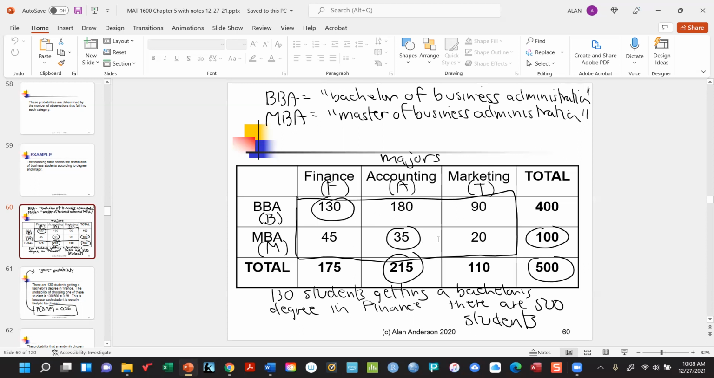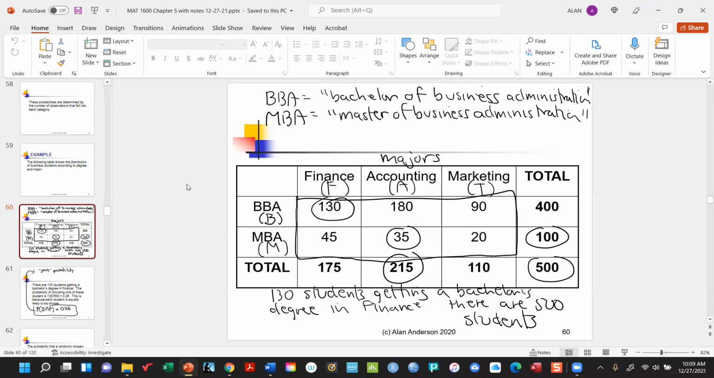All six of these within this box are joint, and we will see that they're called joint probabilities, because they're telling us two things at once: the level at which you're studying and the major you've chosen. On the sides, you can see we have totals. These are just column totals and row totals. For example, the circled 215 means altogether in this business school, there are 215 accounting majors at both levels. And at the bottom, you can see there are a total of 500 students in the entire program.